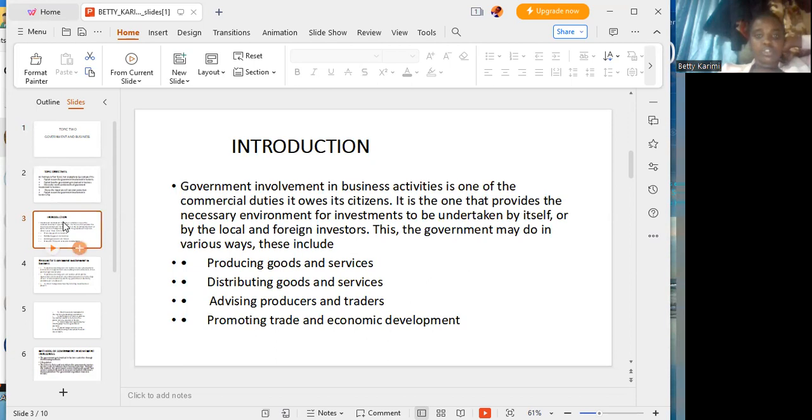Let's first introduce government involvement in business. Government involvement in business activity is one of the commercial duties it owes its citizens. It's the one that provides the necessary environment for investment to be undertaken by itself or by the local and foreign investors. This is something the government may do in various ways. These include producing goods and services, distributing goods and services, advising producers and traders, promoting trade and economic development.